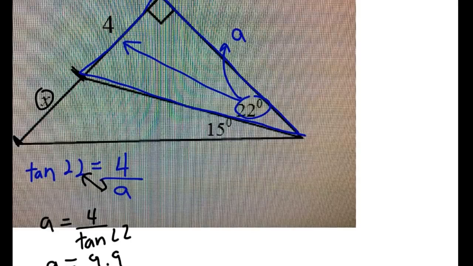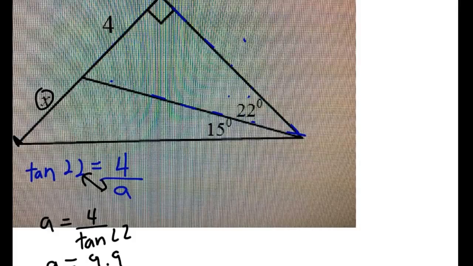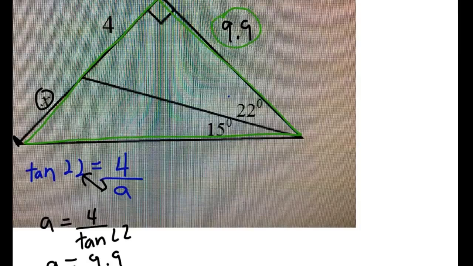So now let's go back to our triangle again. Let me erase all that. And we know that this side that we called A was 9.9. So let's put that in there. So now what we want to do is look at the big triangle. So we have one big triangle now, that's a right angle triangle. We know this side's 9.9.